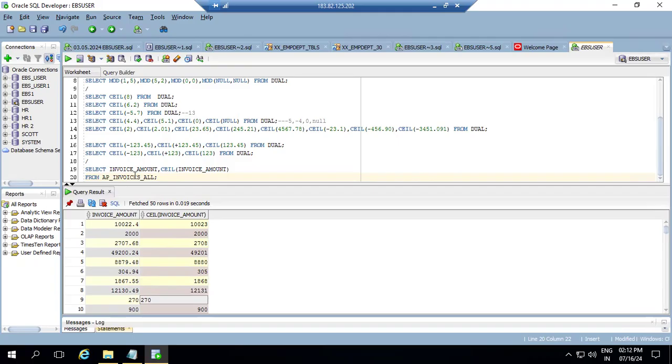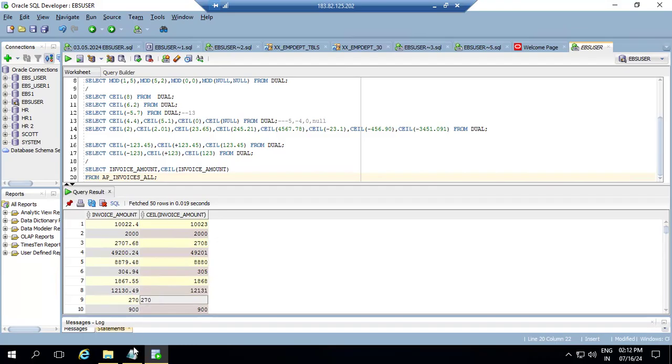So first you're going to select the column name. Again, you're using the ceil function over here. Again, you're using in the syntax here, instead of a number, the invoice underscore amount, from the AP underscore invoices table. So this is how we use it, according to the requirements over here, right? We'll go to the next function here.